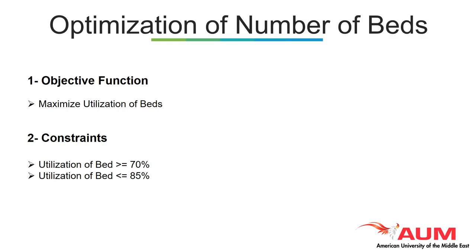The National Institute for Health and Care Excellence stated that average bed occupancy rates greater than 85% risk regular bed shortages and increased infection rates. However, average bed occupancy rates below 70% lead to excess capacity and underemployment of resources. Therefore, the objective of OptiQuest is to set up an optimization model to maximize the utilization of beds, subject to the utilization of beds being above 70% and below 85%.